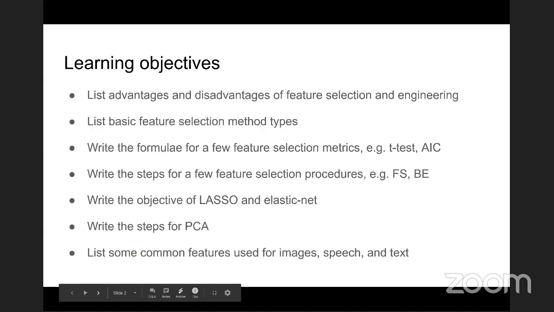The learning objectives for today's session are: you should be able to list advantages and disadvantages of feature selection. You should be able to list basic types of feature selection. You should be able to write the formulae for a few feature selection tests such as t-test, AIC. A lot of it you have already covered. And then you should be able to write the steps for feature selection procedures such as forward selection, backward elimination, and the objective function for lasso, elastic net, etc.